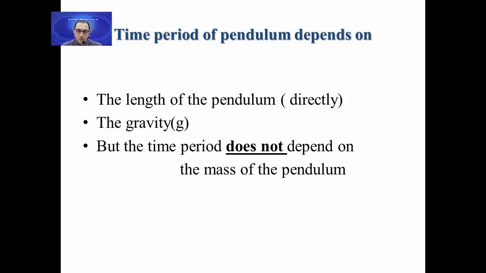But the time period does not depend on the mass of the pendulum. The mass of the pendulum is not considered a factor that the pendulum time period depends on. So they can ask you one question in this part and say, if the mass of the bob is doubled, what will happen to the time period? I think no change. Why? Because the formula doesn't include any mass.